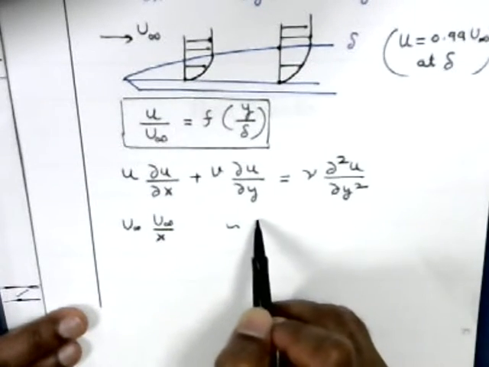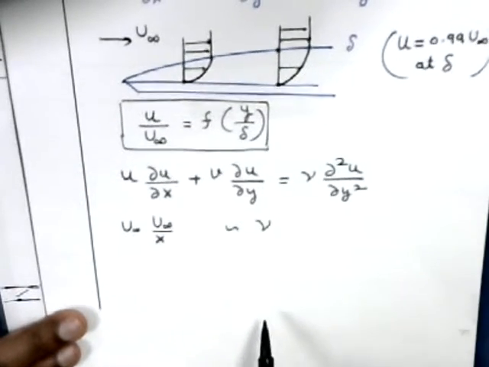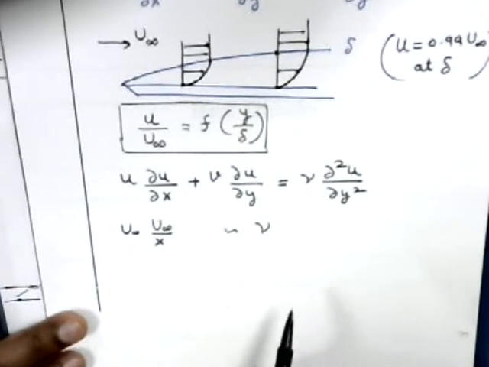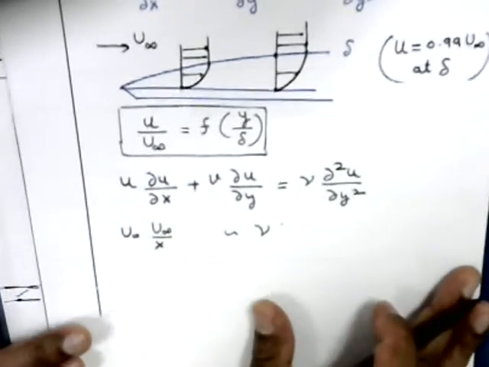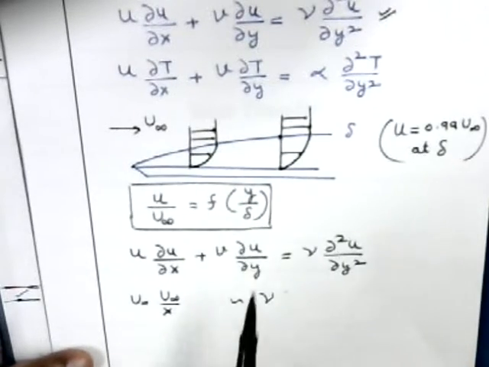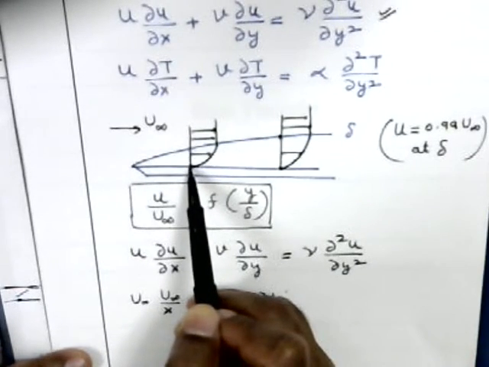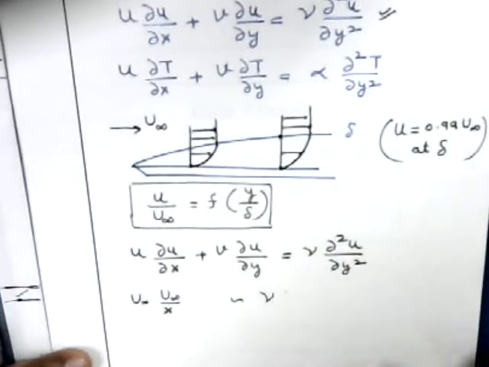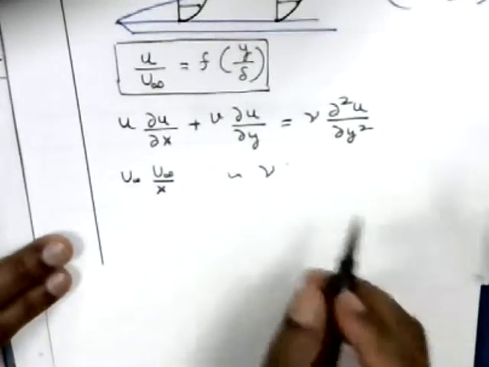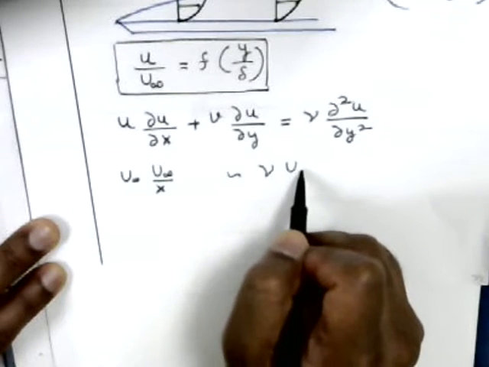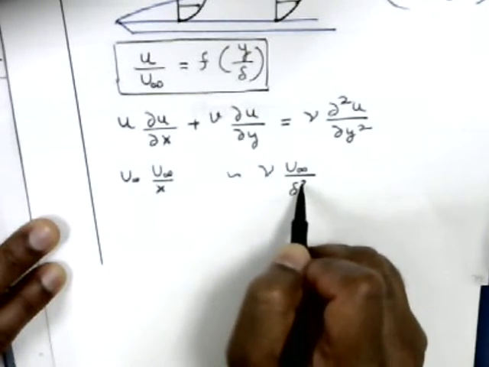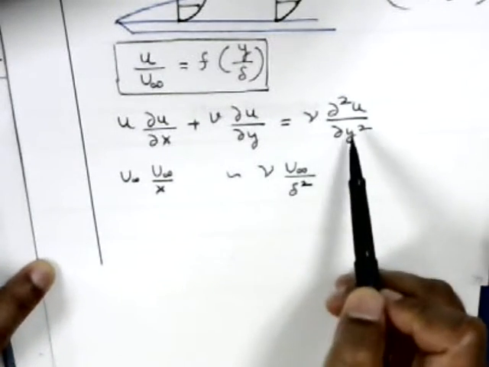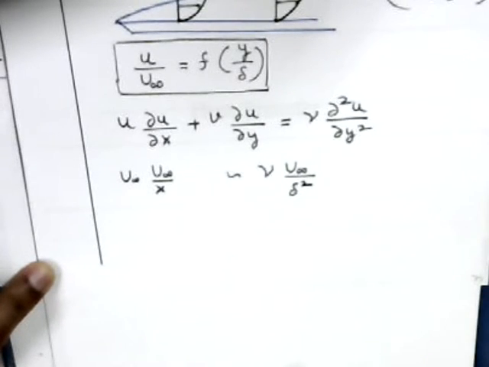The order of this term will be, see, this is nu del square u over del y square. This will be in the y direction. Velocity is 0 here, and it becomes u infinity as y becomes delta. So this term is of the order of u infinity over delta square. Del square u over del y square is of the order of u infinity over delta square.